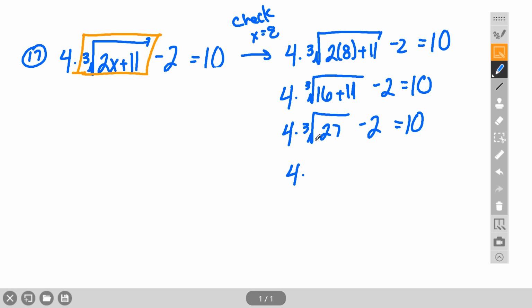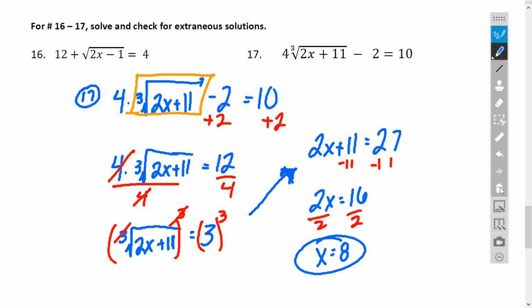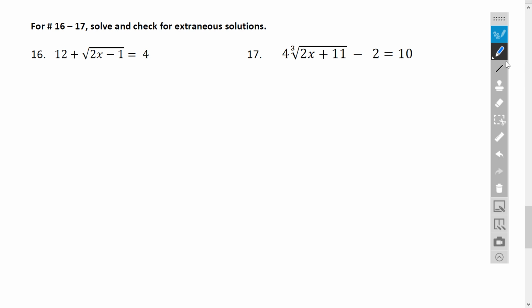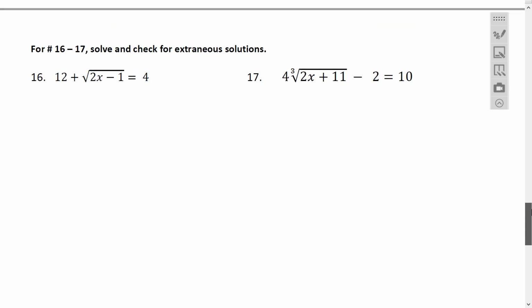Cubed root of 27 is 3, because 3 times 3 times 3 is 27, so that's 4 times 3 minus 2 equals 10. 4 times 3 is 12, so 12 minus 2 equals 10. 10 is equal to 10, so our solution here works. Okay, we get 10 is equal to 10, which makes sense. So our solution, x is equal to 8, works for this problem. All right, and looks like that's all of it.